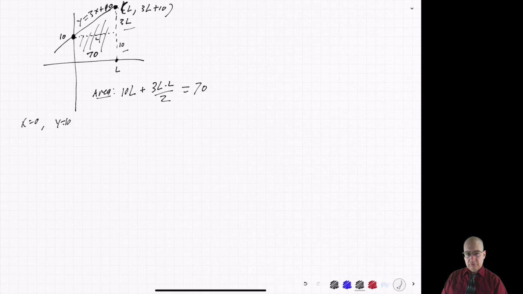Now, if you don't like fractions, you can multiply everything by 2. That's the same as 20L plus 3L squared equals 140. I just doubled everything. If you have two things that are equal, and you double both, they are still equal. All right, so how do we proceed?